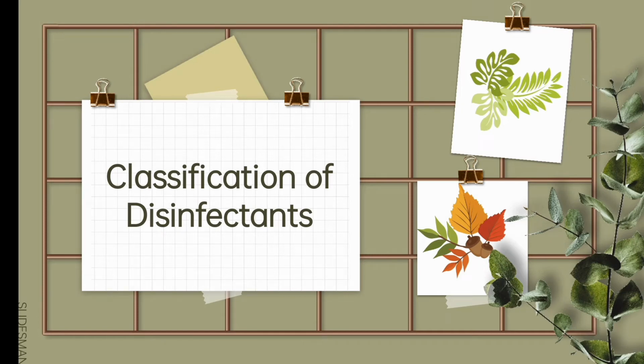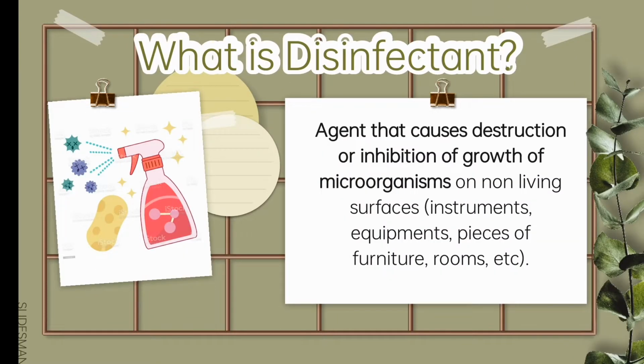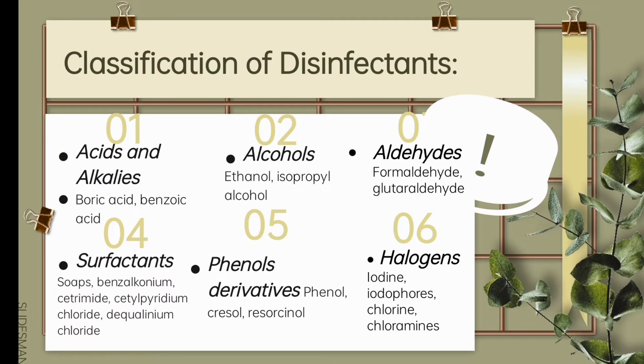Classification of disinfectants. What is a disinfectant? Disinfectant is an agent that causes destruction or inhibition of growth of microorganisms on non-living surfaces. These are the classification of disinfectants.